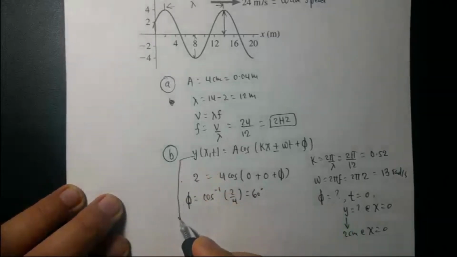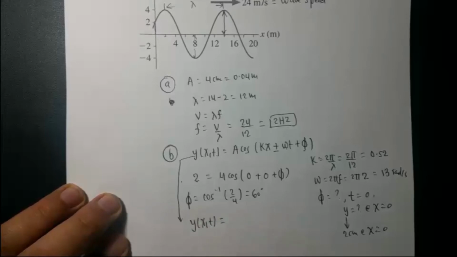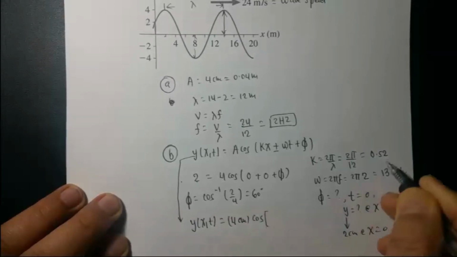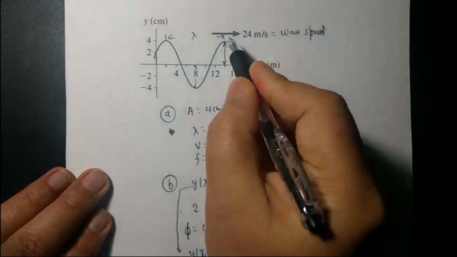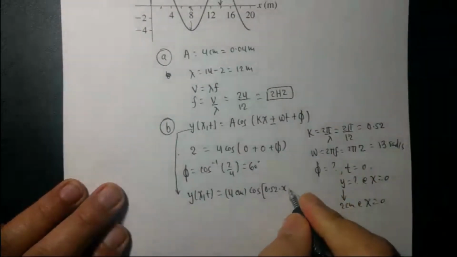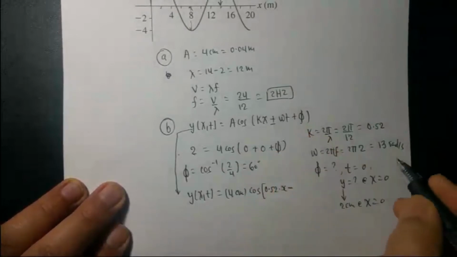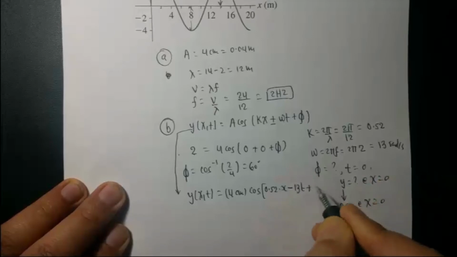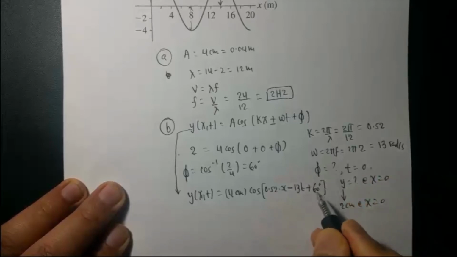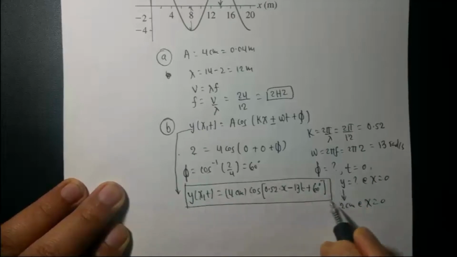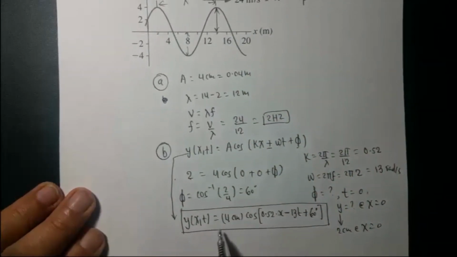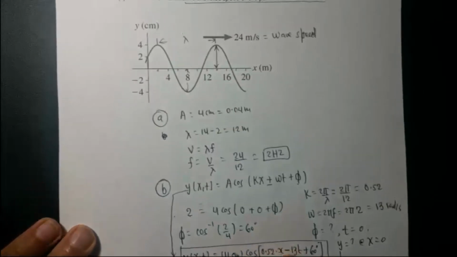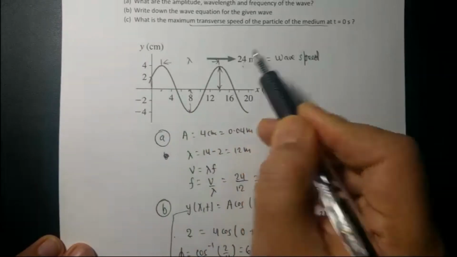So then we're ready. Go back to the equation and write down the complete wave equation. Amplitude is 4 centimeters, cos of k, 0.52 radians per meter, times x. And remember, this wave is traveling forward in positive x direction, so you need a negative sign here, not positive. Omega is 13 t, plus phi is 60 degrees. You can convert into radians if you want, but just keep it as degrees. So that's your complete wave equation. This equation represents the given wave, because if you simulate this on a computer as a function of x and t, you will get a traveling wave whose speed is 24 meters per second.